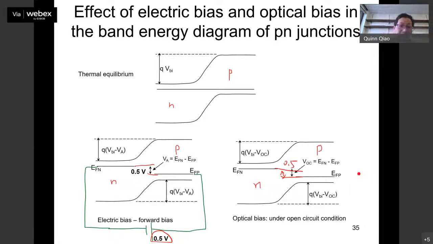You see this band structure splitting between the EFN and EFP is identical. That's why, when you apply the bias, you try to identify where the maximum power point is. The solar cell does not need to operate under electrical bias. You do not need electric bias. That electric bias is the same thing as the optical bias.